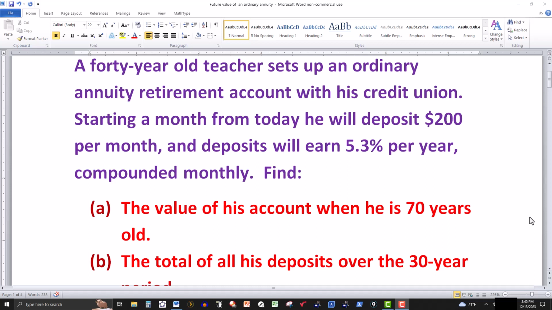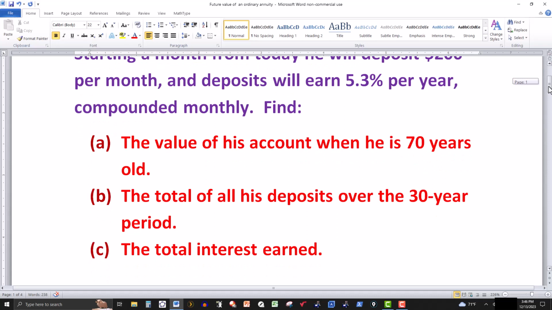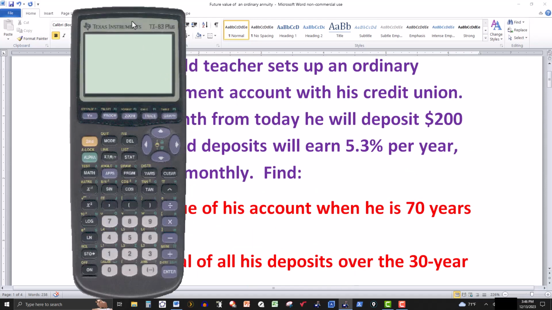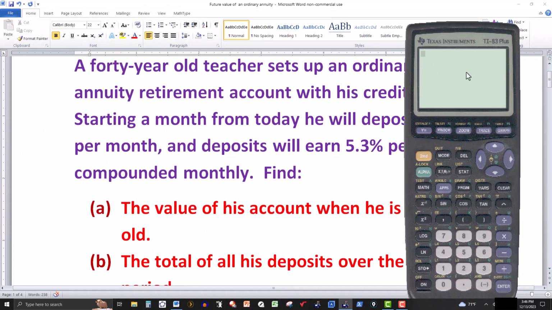I suppose he's retiring at 70, so he deposits for 30 years or so. We want to find the total of all his deposits over a 30-year period, and also the total interest earned. Now for the first part here, I'm going to use the TI-83 calculator, and then I would also set it up using a formula. But we'll look at apps here.